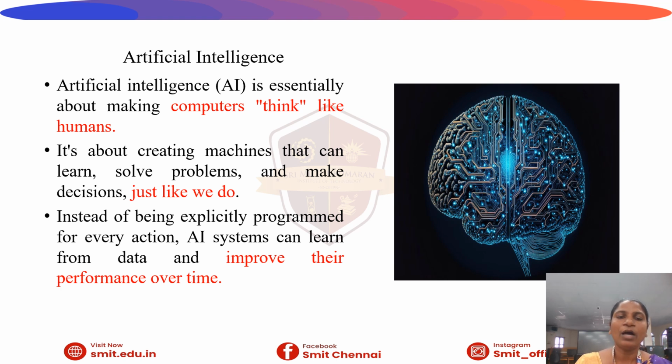Here we are not doing explicit programming. The AI system works just like what humans do, learning from the data. Artificial intelligence is about creating machines that can learn to solve problems and make decisions, like how we human beings learn from data. Likewise, the system also thinks when given data. So this AI learns from the data and improves its performance over time.